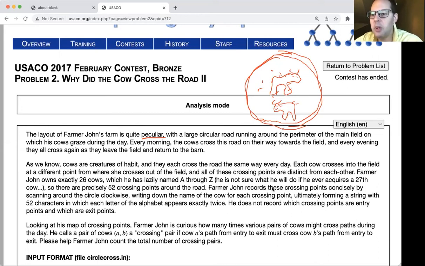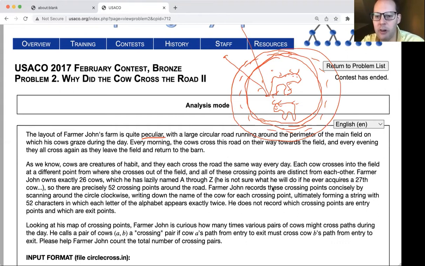Okay, so we've got this circular road. I'm going to actually even draw it. Kind of looks like a road. Okay, this is a street. It goes around the perimeter of the field. Every morning the cows cross this road on the way toward the field, and every evening they cross again to leave the field and return to the barn. Okay, so the cows are going to have to cross the road and then cross back across the road.